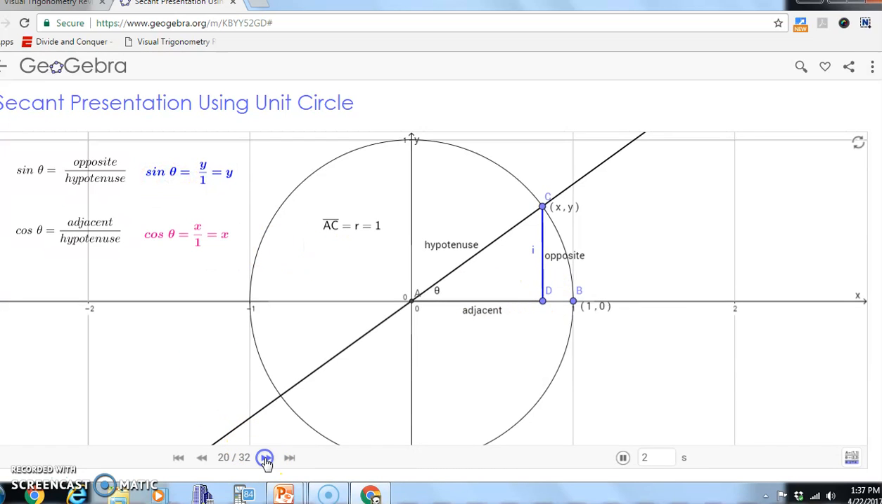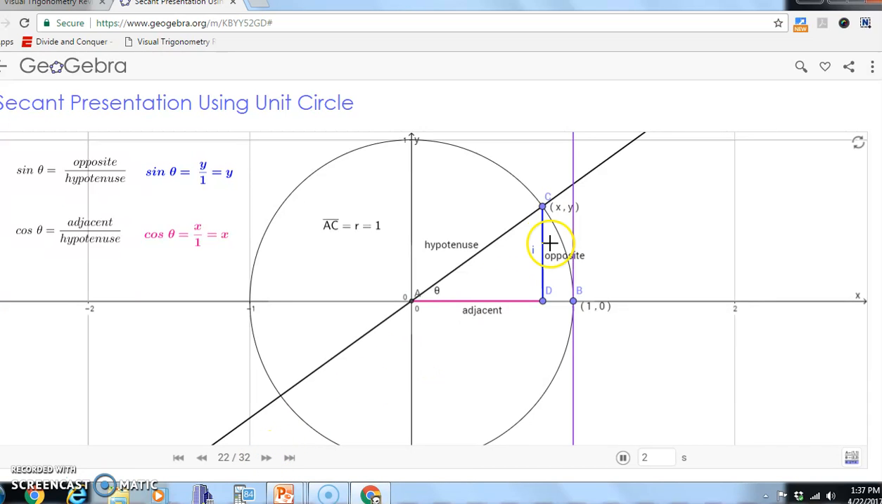I can do this with cosine. Cosine theta is adjacent over hypotenuse, and my side adjacent, we said, could be labeled as x. And so cosine theta is x over the hypotenuse, which is 1, or basically cosine theta equals x. And so you can see highlighted here in pink that this side of the right triangle, that length, represents the cosine of theta.